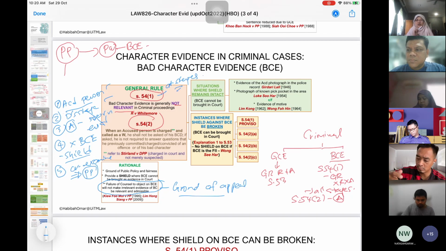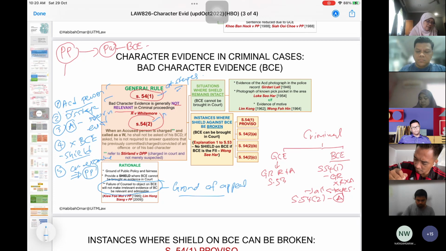Protection against an accused person happens at all stages. This 154 subsection 2, the protection against an accused happens at the defense stage. Defense stage saja. Understand? Get that? So nanti kita akan tengok kenapa ada benda ni berbeza.